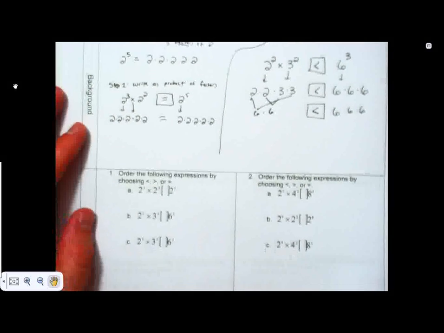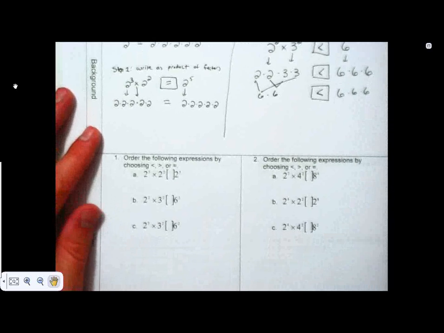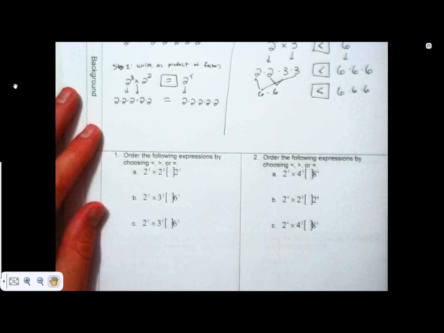Alright, I want you to try letter C. Pause the video and then restart when ready.